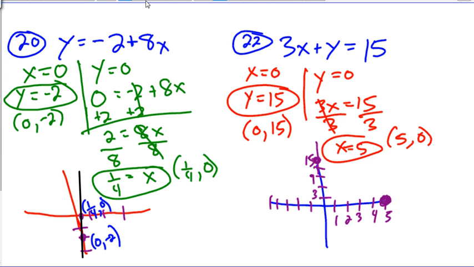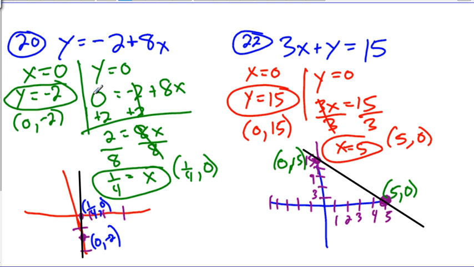Okay, and now let's connect the 2 points. And there's our line. And they asked us to label the intercepts. So this point right here, the x-intercept is 5, 0. The y-intercept is 0, 15.